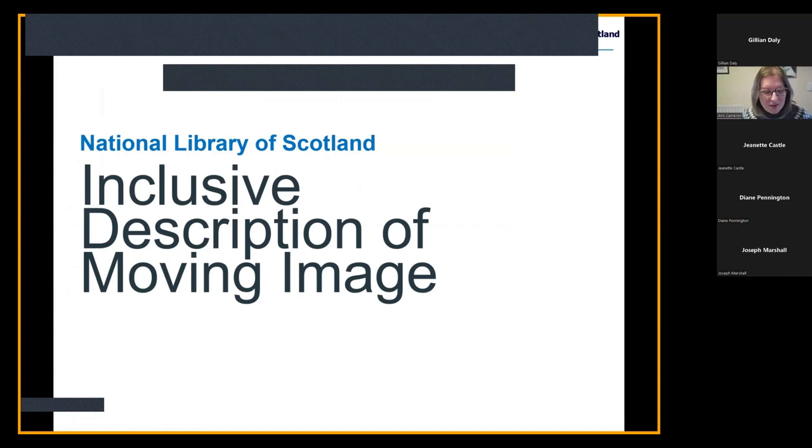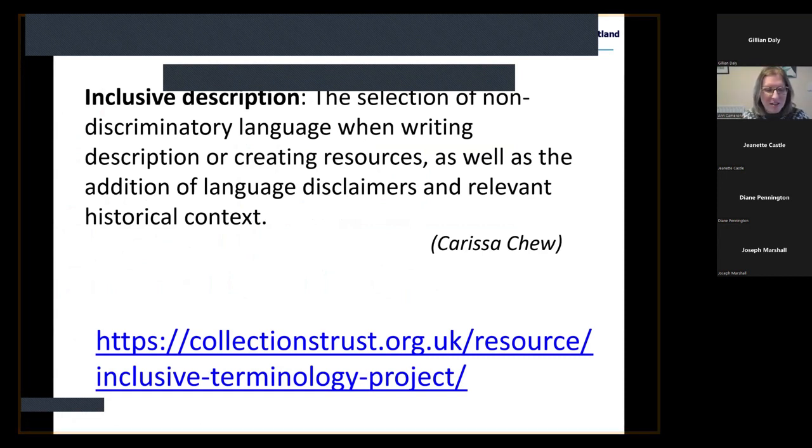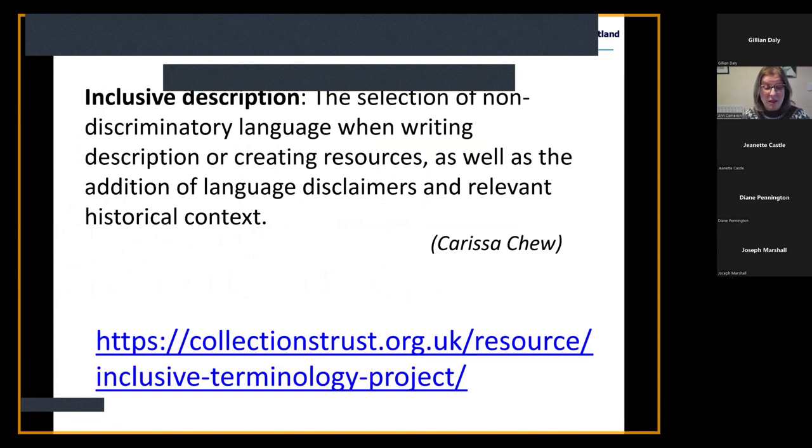Okay, I wanted to start off today with this quote. What is inclusive description? This was actually from Carissa Chu, who was mentioned in one of the earlier presentations. She worked as an Equalities, Diversity, Inclusion intern with us at the National Library of Scotland back in 2020. We worked closely with Carissa in trying to improve the language used in our catalogue for moving image. And so I've just quoted her description of what inclusive description is.